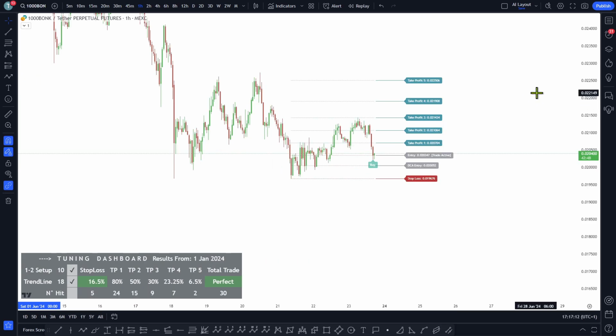I can hear you guys thinking 7 trades in 6 months is not so much. No, that's correct. However, you can of course analyze this on different assets.